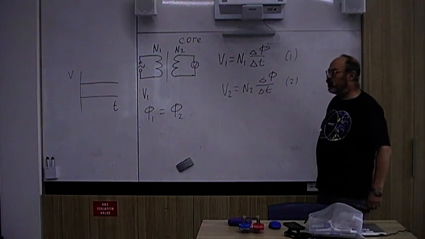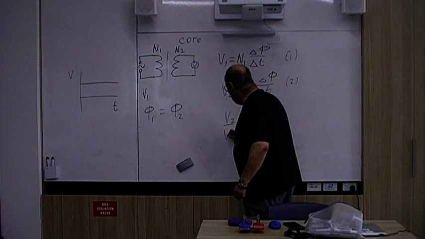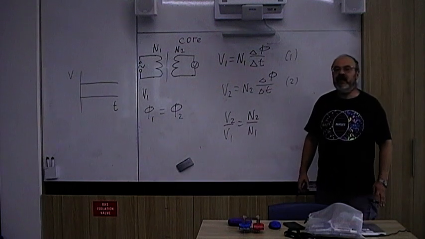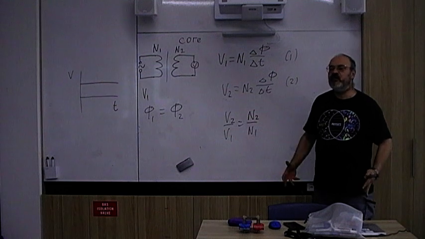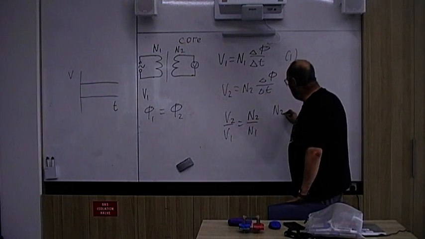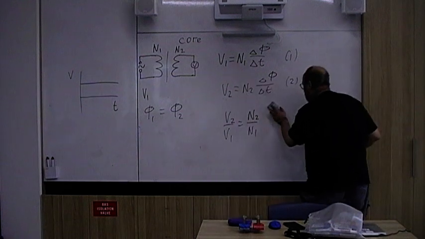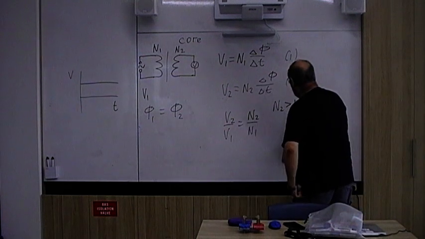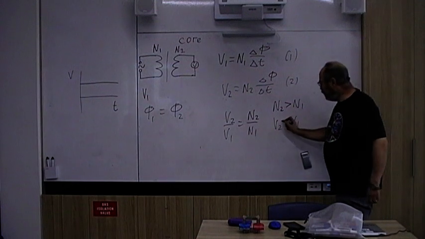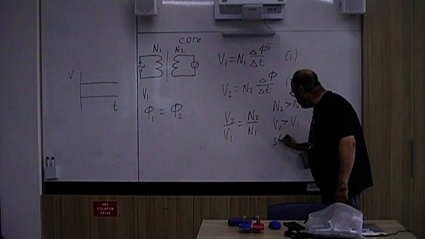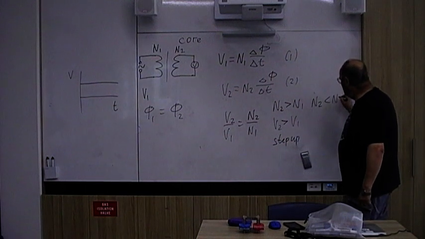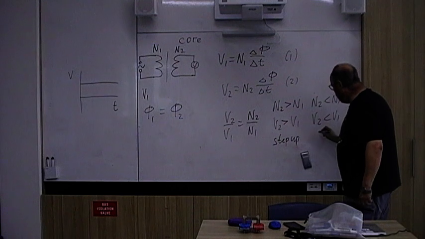Let's divide formula 2 by formula 1. We'll get V2 over V1 equal N2 over N1. So using a transformer, we can change voltage as we want. If N2, the number of turns in the secondary, is greater than N1, what can we say about voltage 2 compared to voltage 1? It will be greater. And that's called a step-up transformer. If we have N2 less than N1, we'll have voltage 2 less than voltage 1, and we'll have step down.